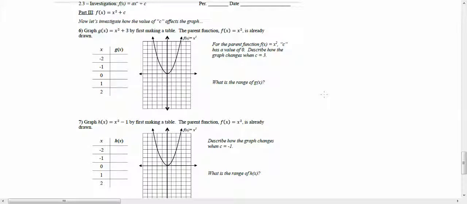What up, dudes? Now we're going to be investigating the x squared plus c.